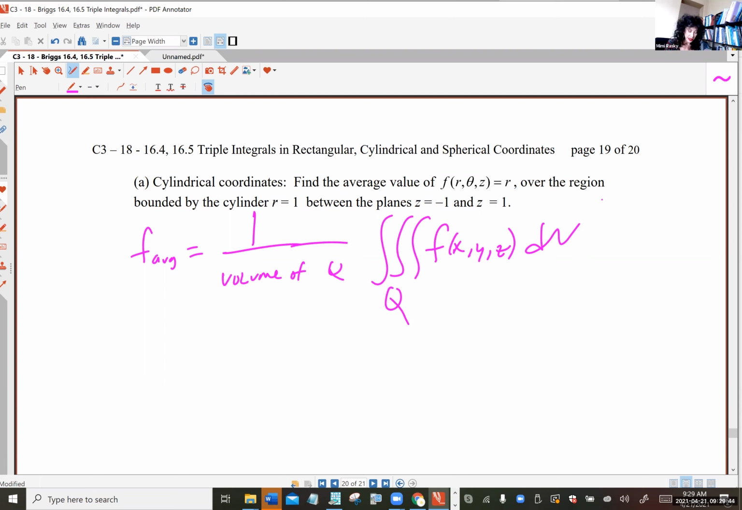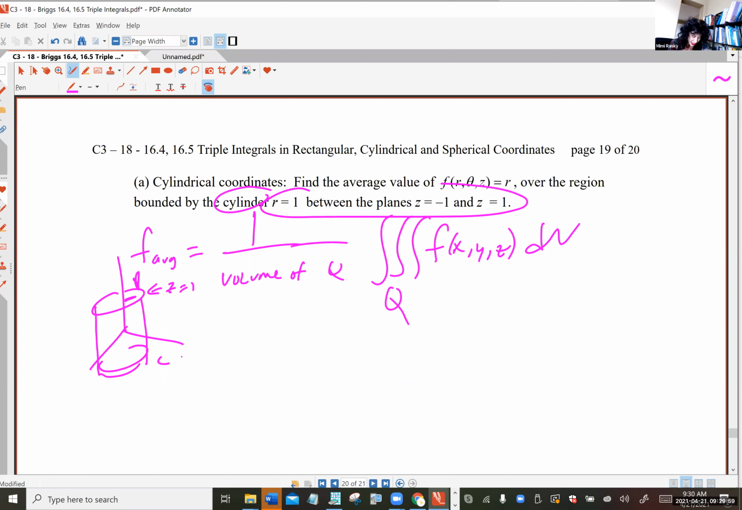So they're telling us that the solid is a cylinder with radius 1. If I were going to draw it, there's a cylinder, but it's between the plane z equals 1 and z equals -1. So that's the top and bottom of the can.